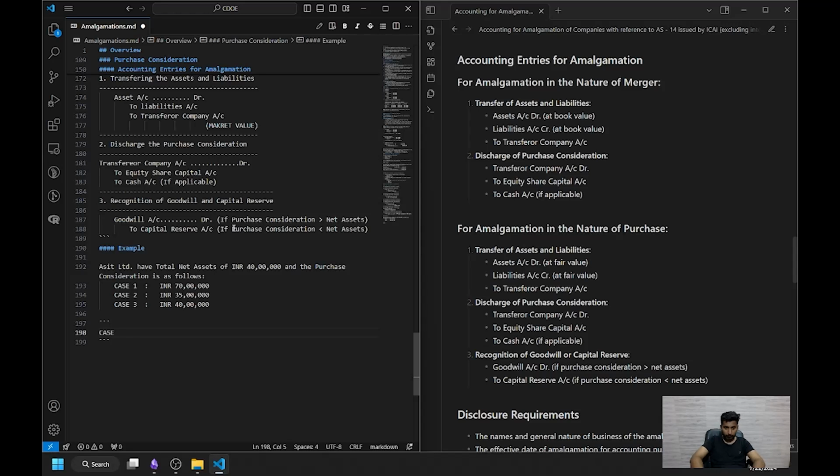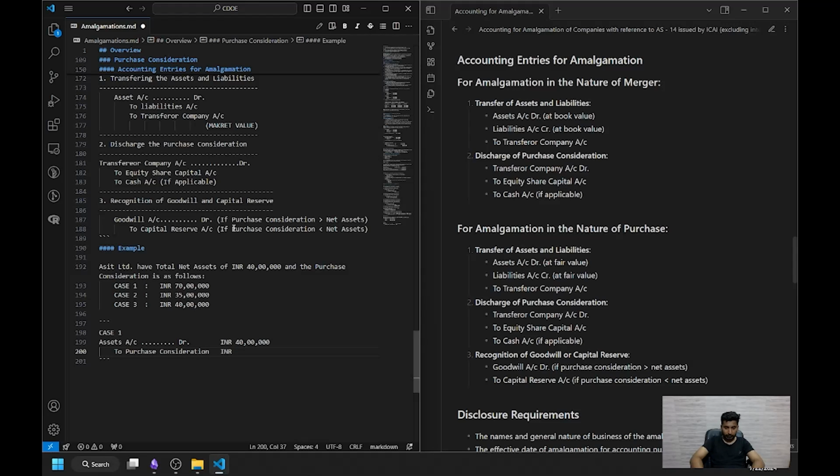So first of all, I'll be talking about case number 1. In this case, the entry is as follows. We have the total net assets of 40 lakhs and the purchase consideration is as follows. So assets account debit, with how much amount? INR rupees 40 lakhs, to purchase consideration.